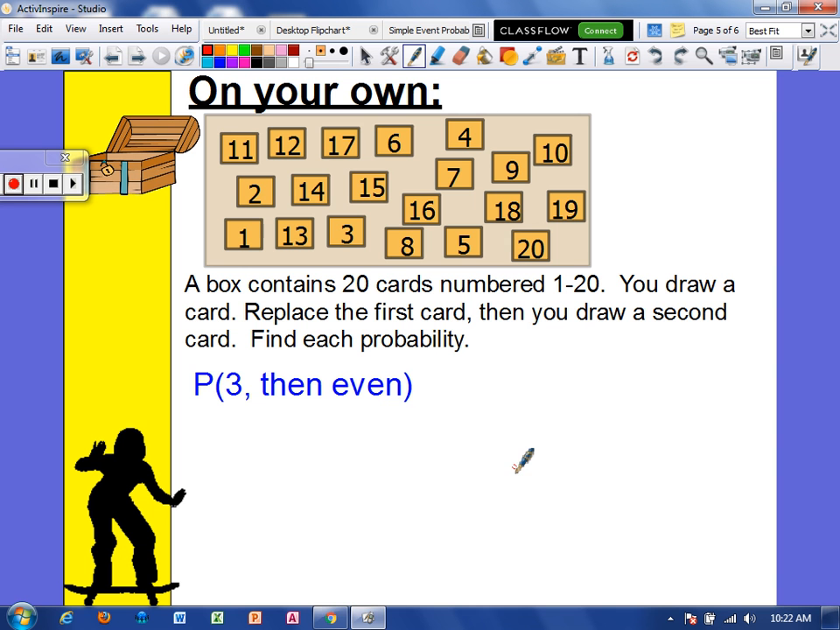Okay, now it is time for you to try. So you are trying to find the probability of selecting a 3 and then an even number. And remember, this has replacement, so when you find your second probability, everything is the same in regards to how many cards are there total.